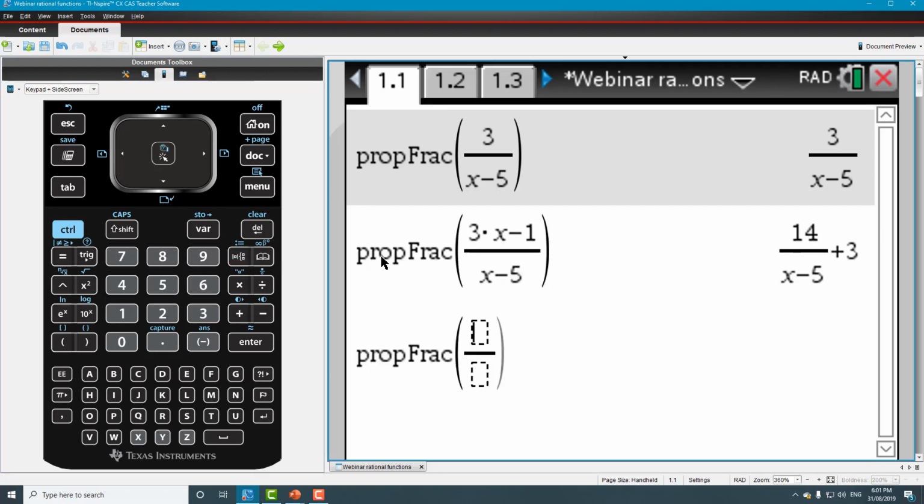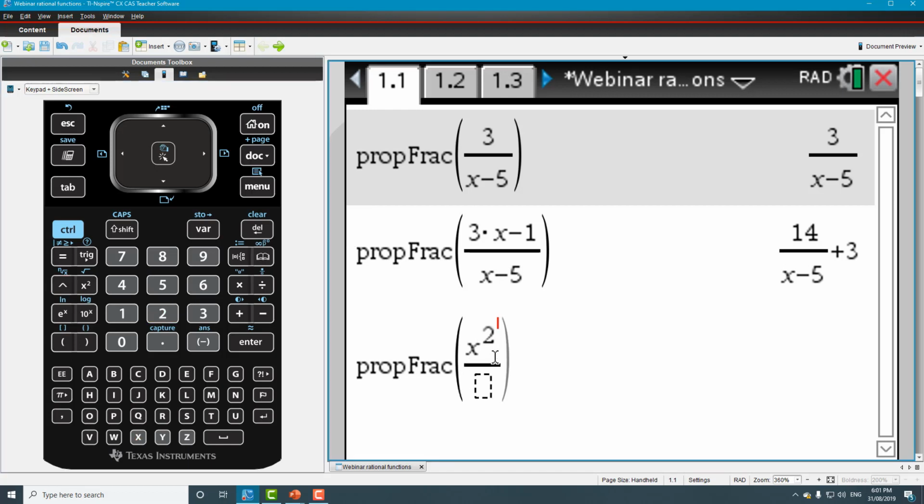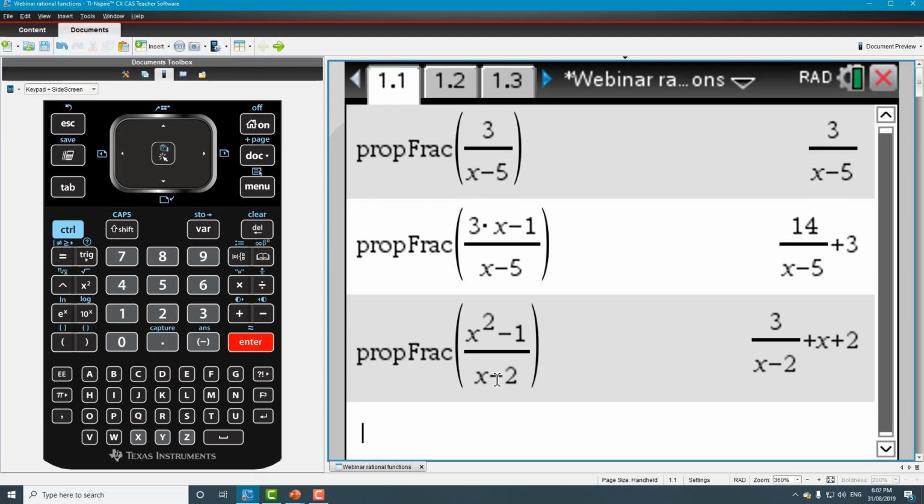So let's go x squared this time. Let's say just make it minus 1 over x minus 2, and I get a straight line x plus 2. So y equals x plus 2 is my oblique asymptote, and x equals 2 is my vertical asymptote. So the proper fraction tool is actually a very powerful tool, and it's this section here, of course with the sign, which gives us the other asymptote.